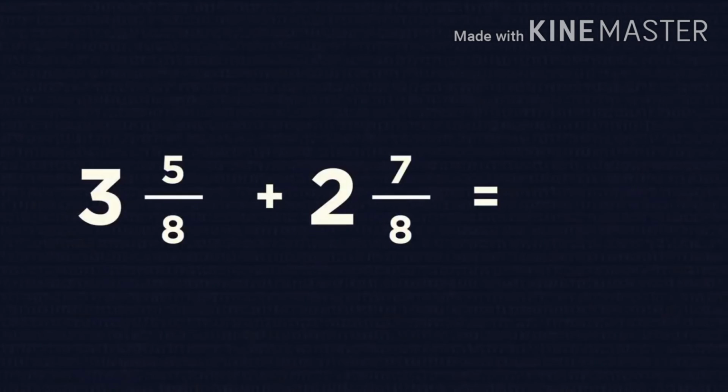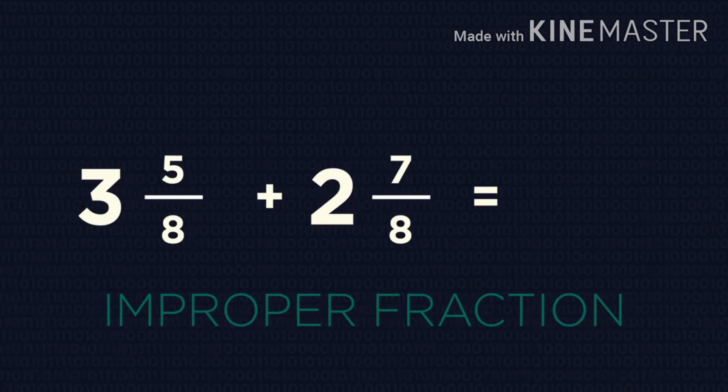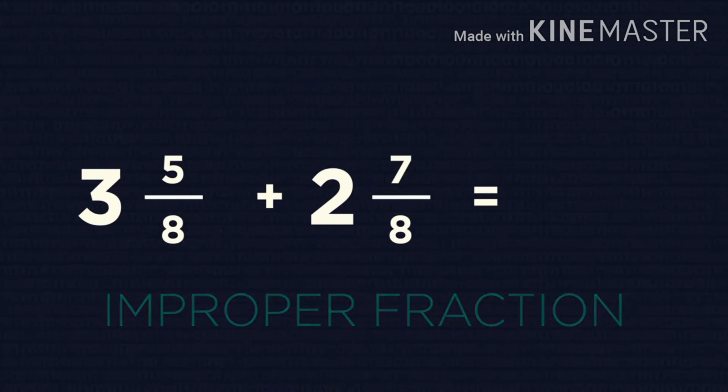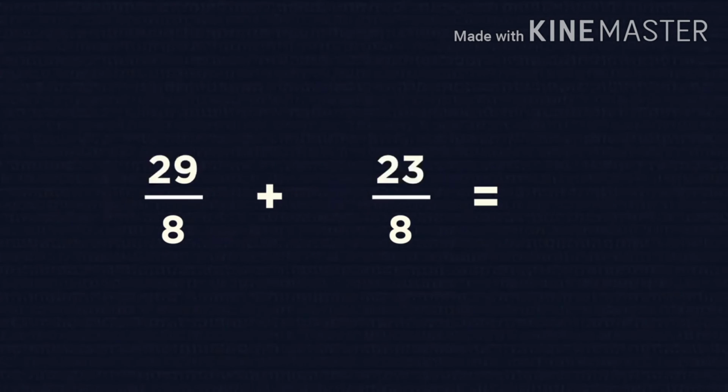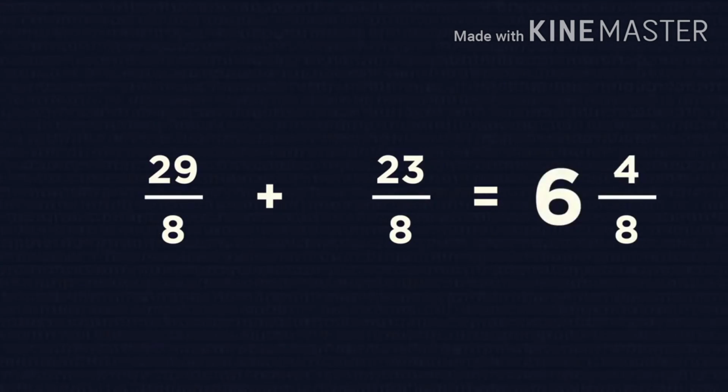Lastly, if your fraction has a whole number, remember to turn it into an improper fraction before adding or subtracting. Follow these steps to add mixed numbers. Convert to improper fraction first, then add fractions if the denominators are the same, and then convert back to a mixed number. Don't forget to simplify your fraction if necessary.